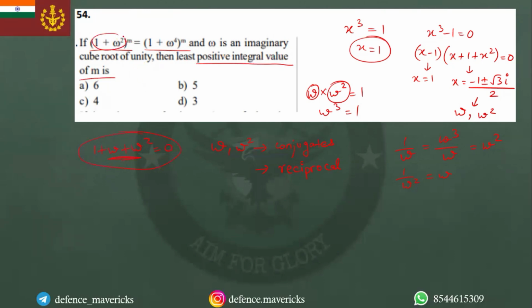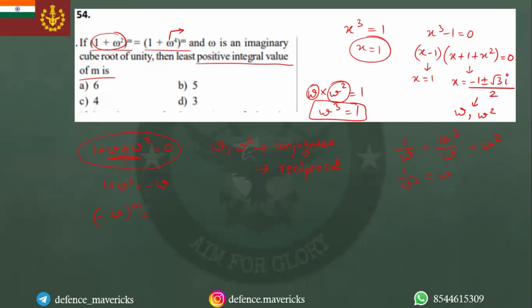First let's simplify this. Now what will be 1 plus omega square from this equation? 1 plus omega square will be minus omega. So the LHS becomes (minus omega) whole to the power m. And what is the RHS? Now see omega to the power 4. Omega cube is 1, because omega is a cube root of unity. What is a cube root of unity? Third root of unity.